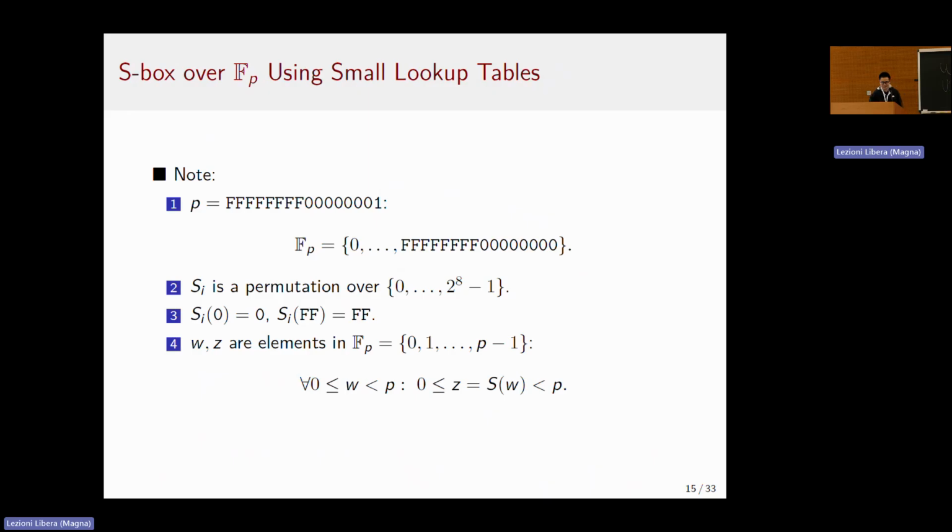To ensure, or rather to prove, that it is a permutation over Fp, we just need the first 3 conditions. I mean, 0 is mapped to 0, 1 is mapped to 1, and the Si is a permutation, and p takes this value. So you can prove it very easily.